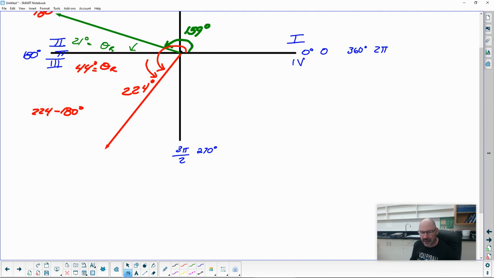Now, the other thing that I'll mention here before I leave this is I did everything with positives, right? That's because I went up and around. If I go down and around, that's negative measure. Okay, so if this is 224 positive, then the negative is 360 minus 224. The negative would be that. But often you don't see a lot of negative angles, but once in a while they'll throw one in to try and confuse you, just to remind us.